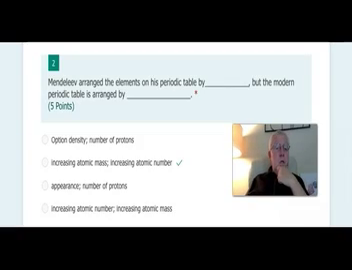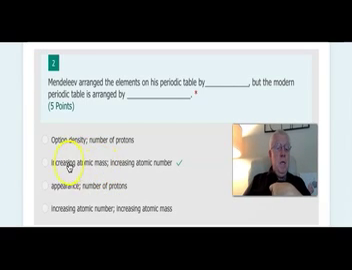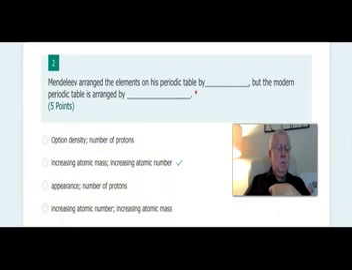Here's an oldie but a goodie. Mendeleev arranged the elements on his periodic table by what? By mass, okay? And yet the modern periodic table is arranged by atomic number. So let's go through our list. Option, density, number, no. Increasing atomic mass, increasing atomic number, correct. Mendeleev used increasing atomic mass, and then the modern chart, increasing atomic number.